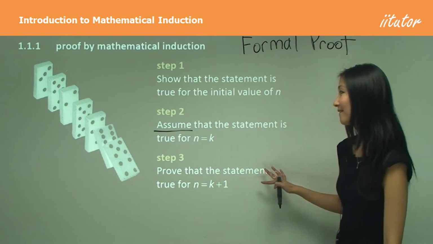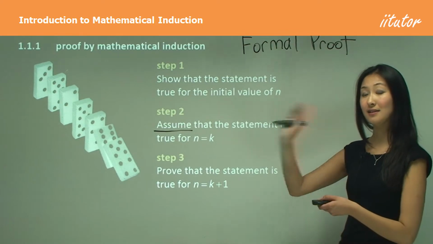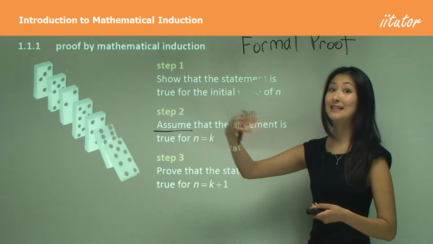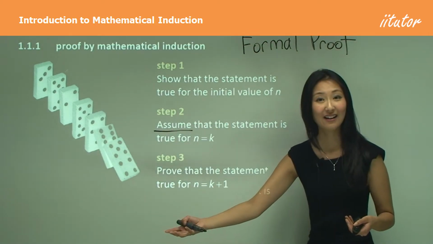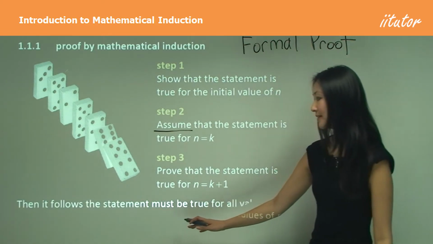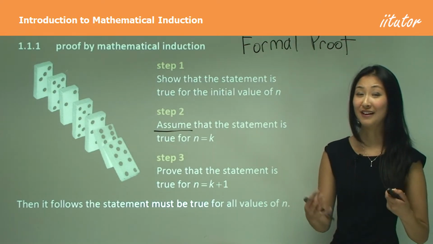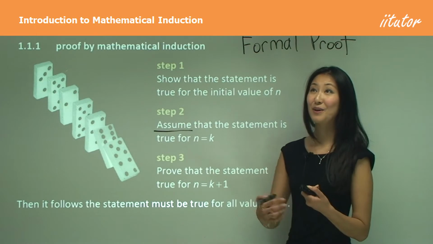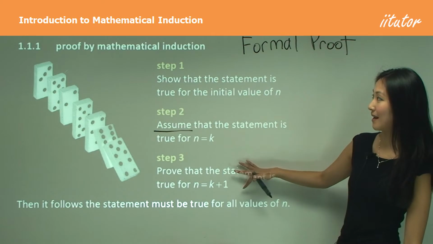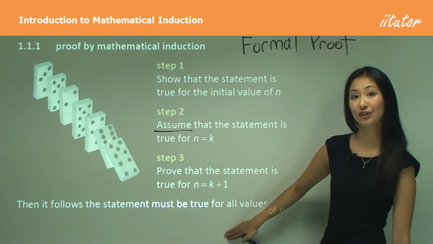We're proving that, which means that if I've proven that, yes, there is a starting force, and I've also proven that if that falls and hits the next one, then it will hit the one after that, then I can make the conclusion that it follows the statement must be true for all values of n. So in other words, I make the conclusion that yes, the dominoes will all fall over. What I've taught you here is step 1, step 2, and step 3. Now there's technically a 4th step to mathematical induction, and that's your conclusion, okay?